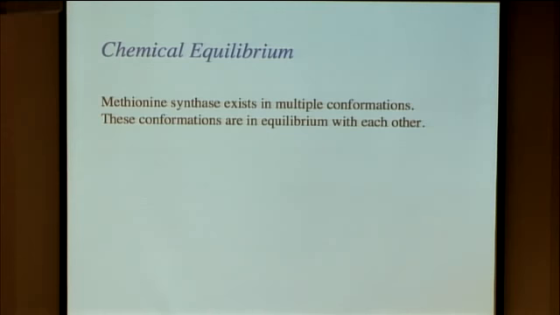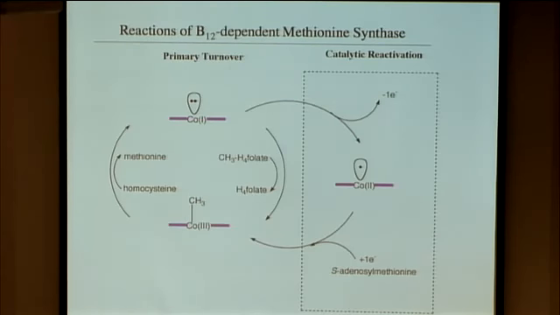So we didn't really talk too much about this in chemical equilibrium, but enzymes can have alternate conformations. The enzyme can change its shape during chemistry, and those conformations of the enzyme can be in equilibrium. So the enzyme itself can be in equilibrium with different conformational states. Here there are a lot of states of the enzyme. It needs to react with homocysteine, with methyl tetrahydrofolate, and with S-adenosylmethionine.